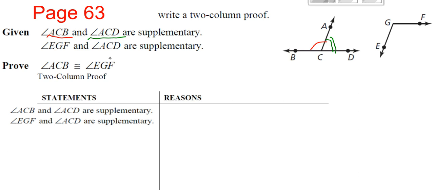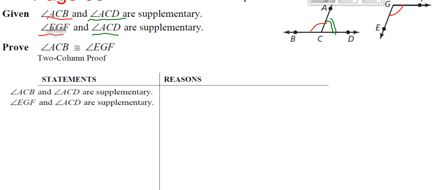Angle EGF is here, and EGF and ACD are supplementary as well. So therefore, we want to say that angle ACB is congruent to EGF. This is going to look similar to our supplementary angles are congruent theorem. So let's go ahead and try and mimic that.